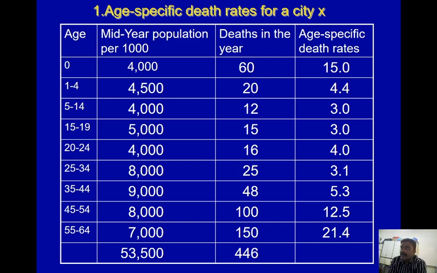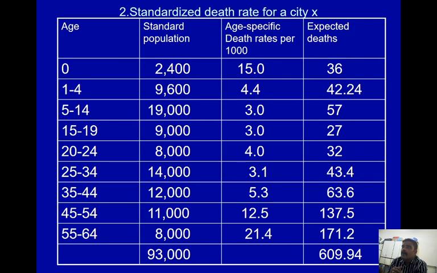So for city X, you take up the population where you have studied 53,500 people, and you had deaths of 446, and in each age group you have age specific death rates. So this is a study of 53,500 people, and you have found that total deaths is 446, and the age specific death rates are like 15, 4, 21, 55.5, and so on. Then you go ahead and apply it to a standard population.